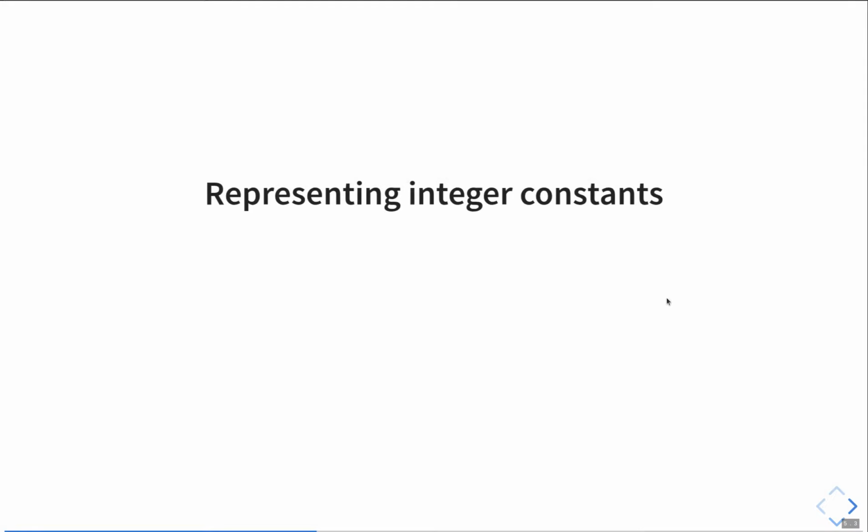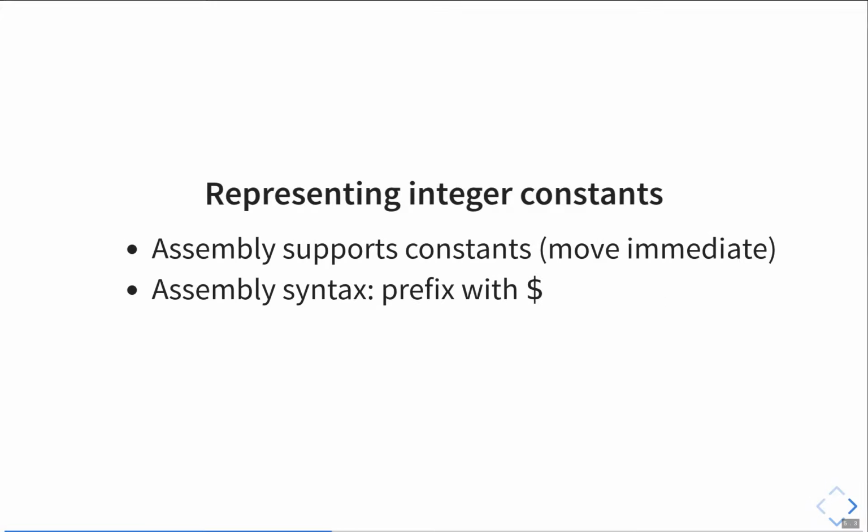So how can we represent integer constants? Well, we just prefix their values with a $ sign. So assembly supports moving from integer constants. These are immediate moves. And we just put a $ sign before the value that we're going to be moving. So for example, if we want to move the value 1 into the RBX register, we would just say move $1 and then %RBX.